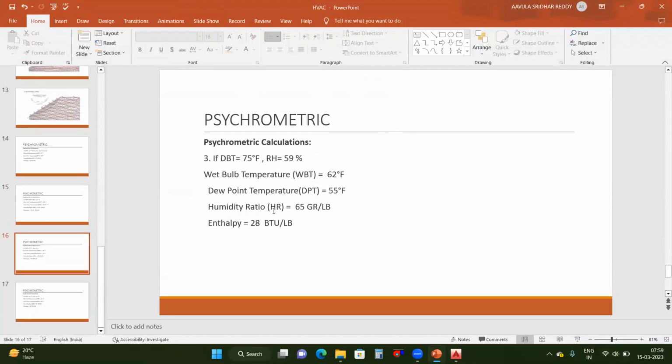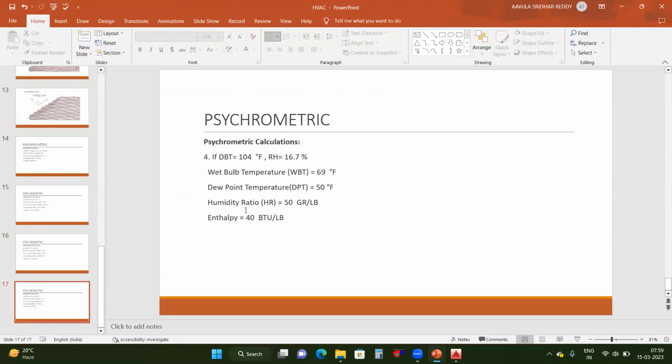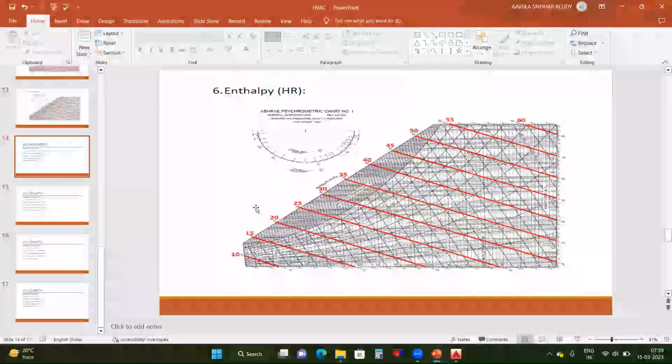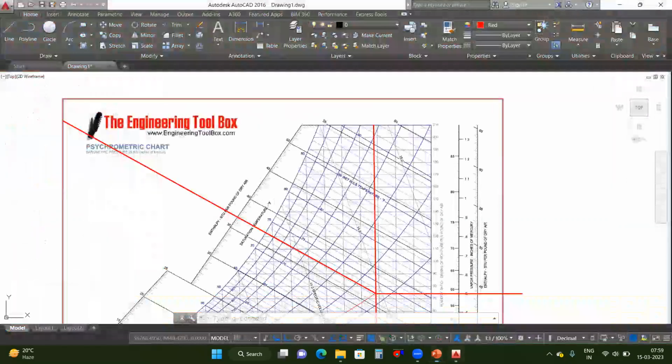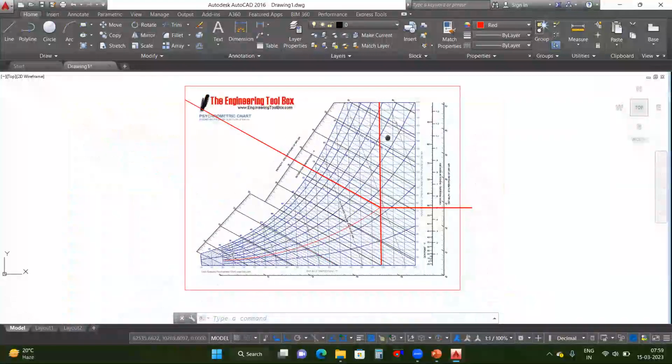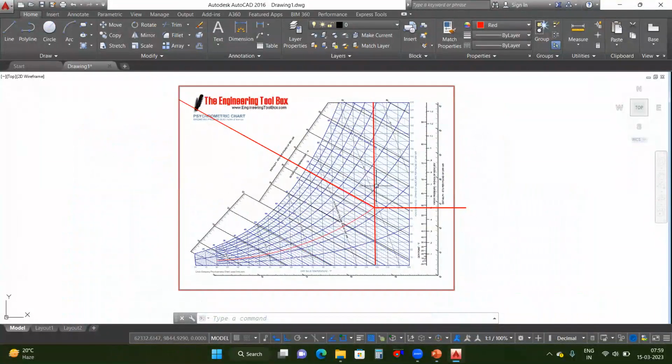I will give an assignment for everyone. I have solved one problem, so the second, third, and fourth, these three I will give you. Please try to practice and submit the assignment tomorrow. I hope everyone has understood the psychrometric chart. If anyone has not understood, please tell me and I will explain it again.